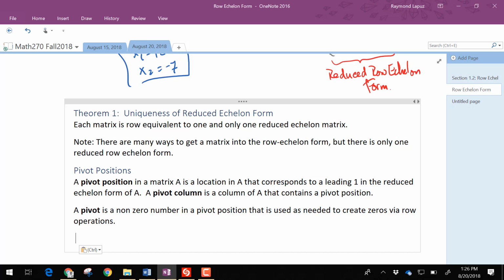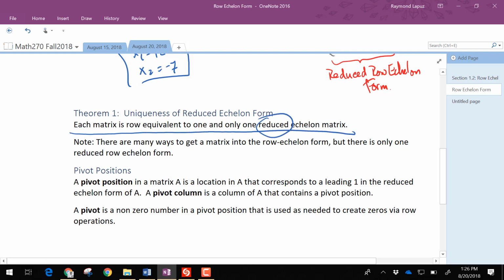Now, when you do the regular reduction and you don't go all the way to the reduced row echelon form, when you just go to the regular row echelon form, many people can have different answers. But when you go all the way to reduced row echelon form with the zeros and ones, there can only be one answer. That's what this uniqueness is saying.